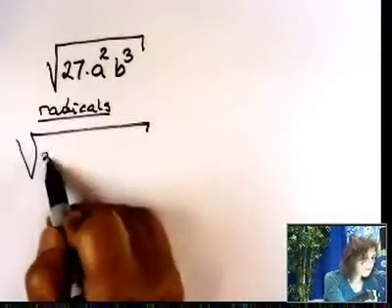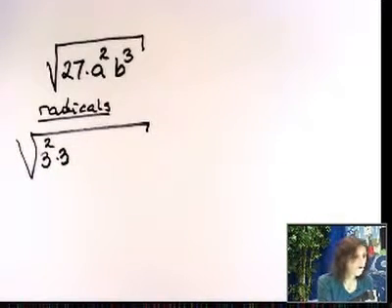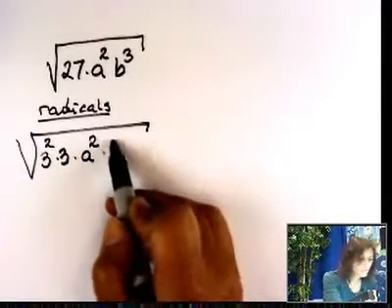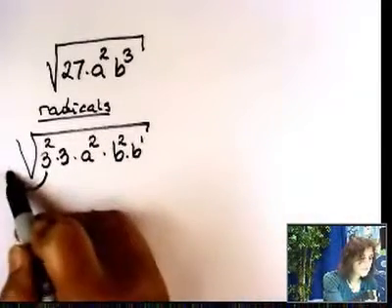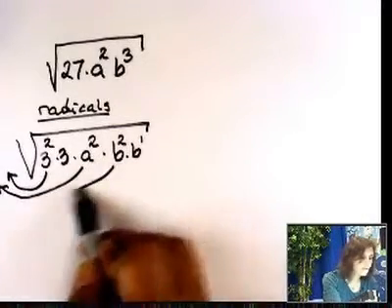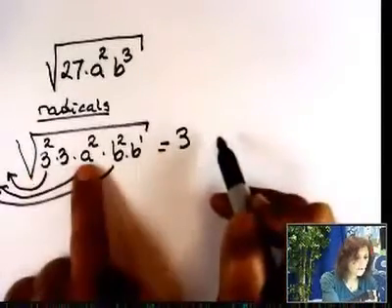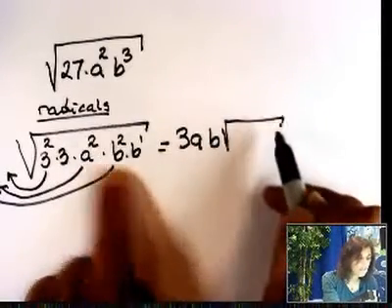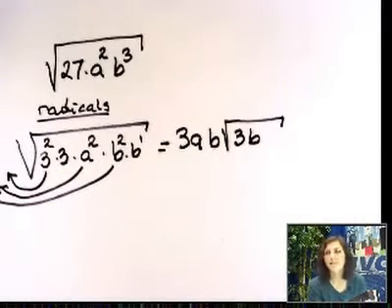27 is 3 squared times 3. Just break it down. 3 squared is 9 times 3. Okay. A squared is a squared. B cubed is, group them into groups of 2. B2 and B1. What comes out? Here's 1. What comes out? Here's 2. What comes out? Here's 3. This will come out as 3. This will come out as A. This will come out as B. What's left behind? 3 and B. Do you like that method?